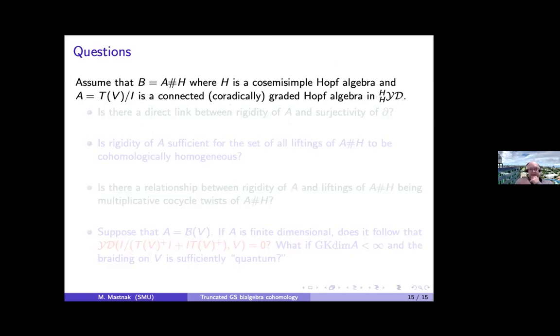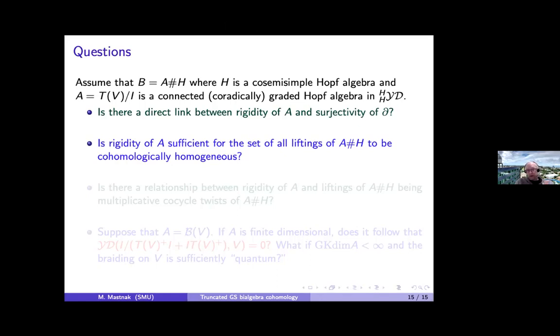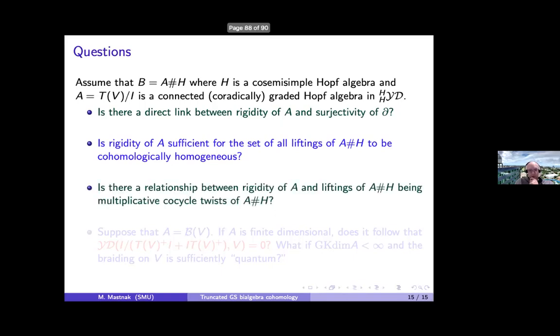If I start with the bosonization, or Radford biproduct, of A and H, where A is some nice quotient of the tensor algebra, the question would be: there's the same reason for both, but is there maybe a more direct link between rigidity of A as a graded Hopf algebra in the category of Yetter-Drinfeld modules and surjectivity of that connecting homomorphism I talked about? Or is any of this sufficient for the set of all liftings to be cohomologically homogeneous, or why would they all have to be cocycle twists of each other?